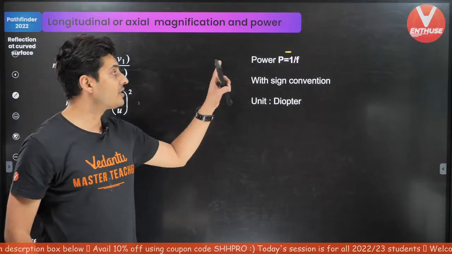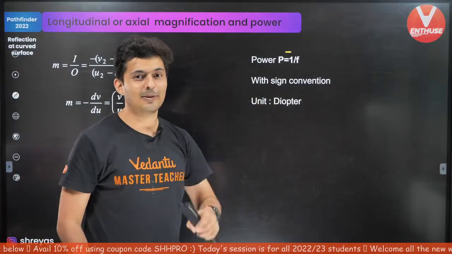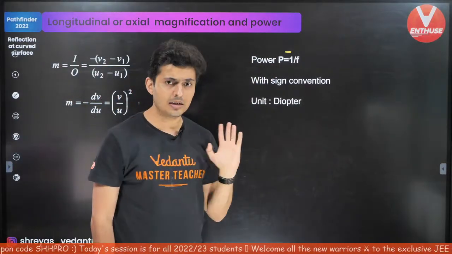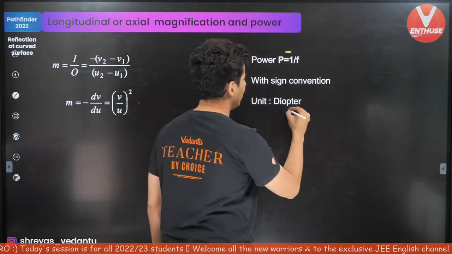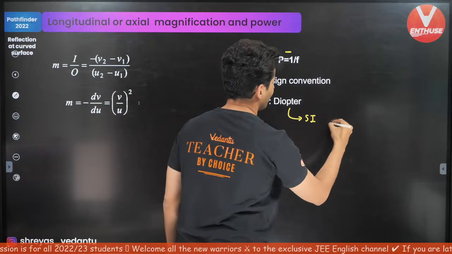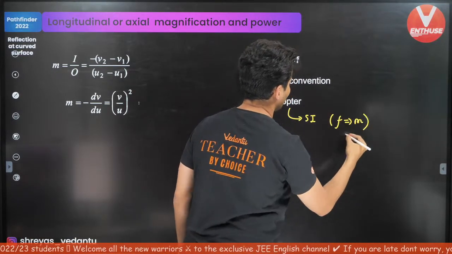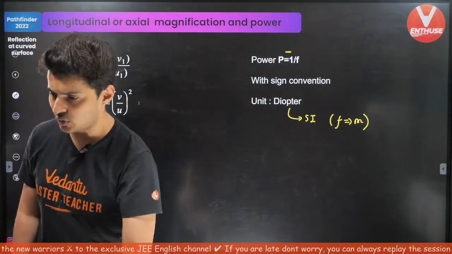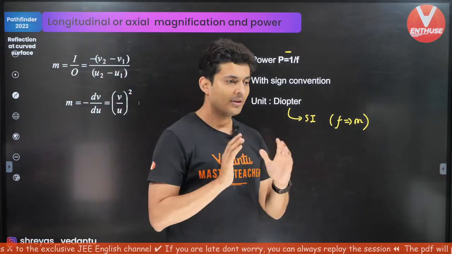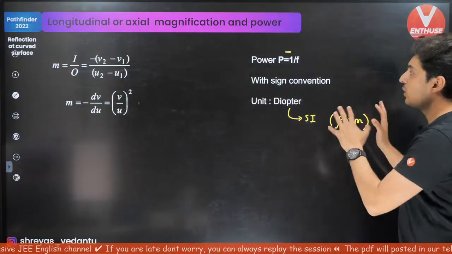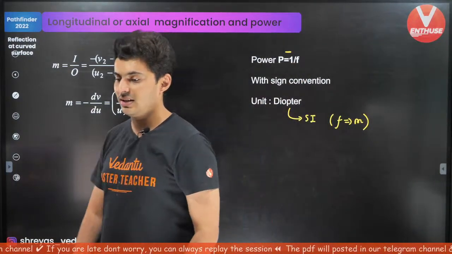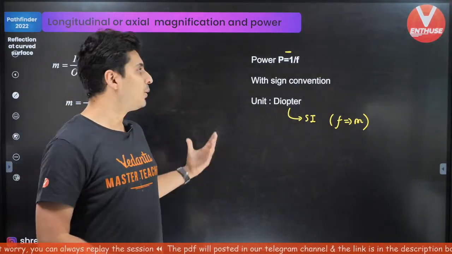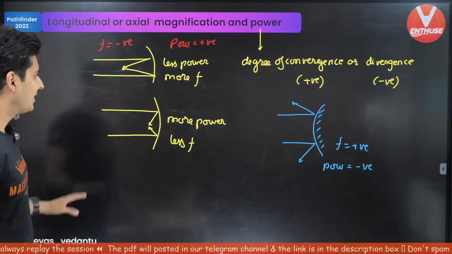Please understand that. And this is only for mirrors. For lenses it is 1 by f. For mirrors it is minus 1 by f. Got it, my warriors? Understood? And power has the unit of diopter. This is basically your SI unit, that is when focal length is in meters. So when focal length is measured in meters, the power is always in diopters. Understood, my army? I'm pretty sure many of you did not know about this before, especially for mirrors, because many students only learn it for lenses and don't know that there is power for mirrors as well. Okay, so this is how it comes.